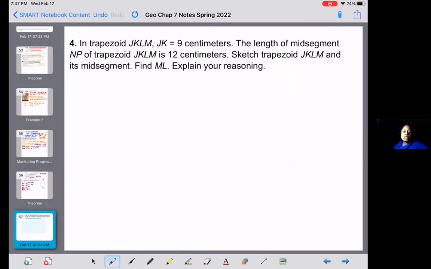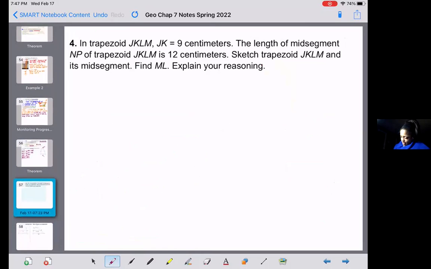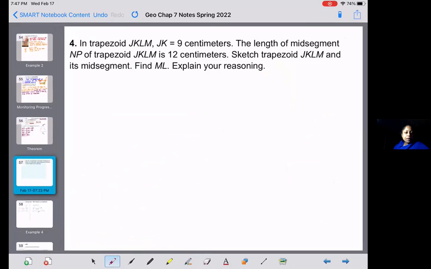Okay, in trapezoid JKLM, JK is 9 centimeters. The length of mid-segment NP of trapezoid JKLM is 12 centimeters. Sketch the trapezoid and its mid-segment, find ML. Explain your reasoning. Okay, so this is kind of a lot, but we can do it.